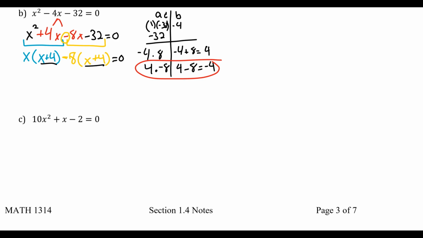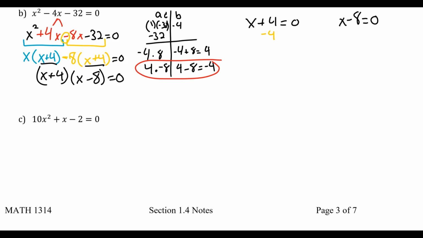My parentheses are the same, which is good. So x plus 4, and then my leftovers, my x minus my 8, goes in the second set. Now I have two things multiplied together to give me 0. So I'm going to put x plus 4 equals 0 and x minus 8 equals 0. And I'm going to solve each one of them.